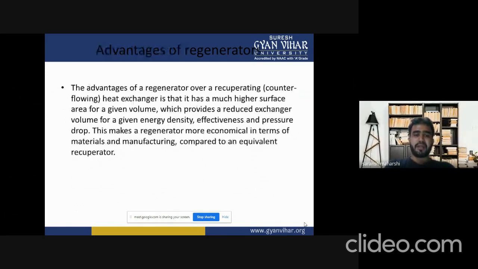brick. Advantages of regenerator. The advantage of a regenerator over a recuperative counterflow heat exchanger is that it has a much higher surface area for heat removal. It has a reduced absolute volume, heat, energy intensity, weight, and pressure. The matrices of regenerators are more economical in terms of materials and manufacturing compared to an equivalent recuperator.